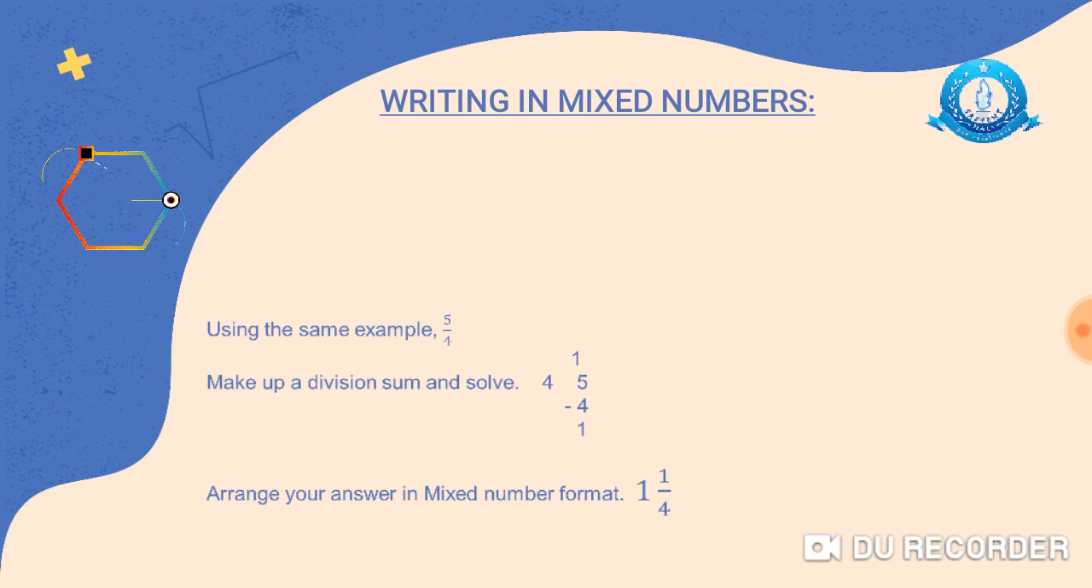In the chapter of fractions, wherever we get the answer in improper fractions, we are required to change them into mixed numbers. Let's see how we are going to change our improper fraction into mixed numbers.